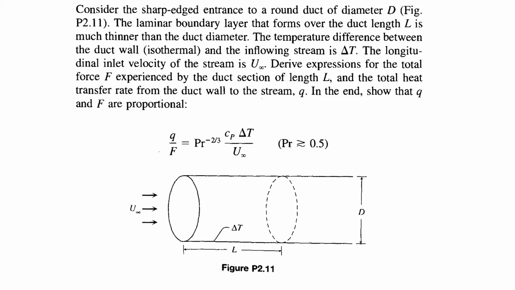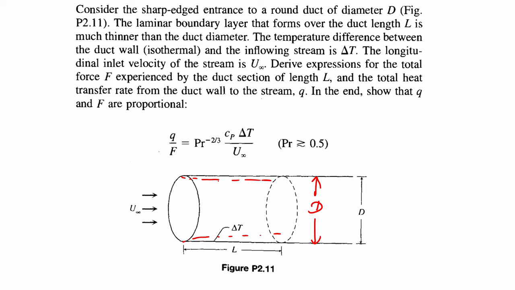Okay. So, there is a flow, a sharp edged entrance to a round duct of diameter d, right. The laminar boundary layer that forms over the duct length is much thinner. So, that means you basically form a very thin boundary layer, okay.